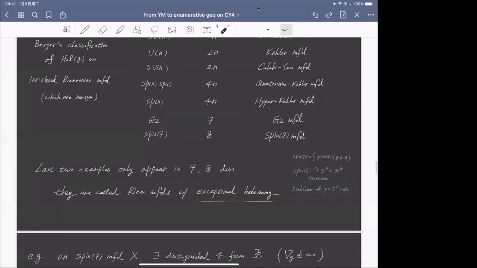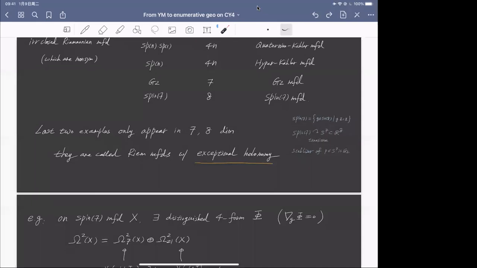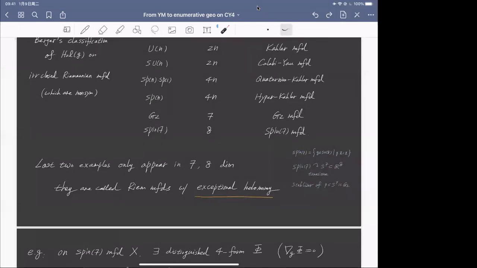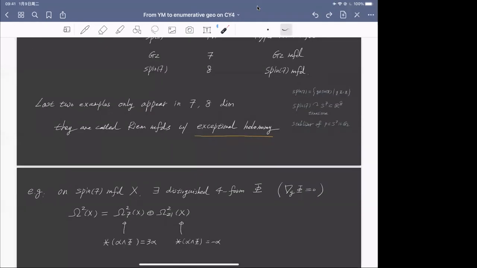So what is special about this exceptional case? Let's look at this Spin(7) case first. For example, on a Spin(7) manifold, this is distinguished. Let me not define what a Spin(7) manifold is in a rigorous way, but you can understand. I can just say in one word: a Spin(7) manifold is a Riemannian manifold such that the holonomy group is in Spin(7). This is a definition, but it does not tell us anything.